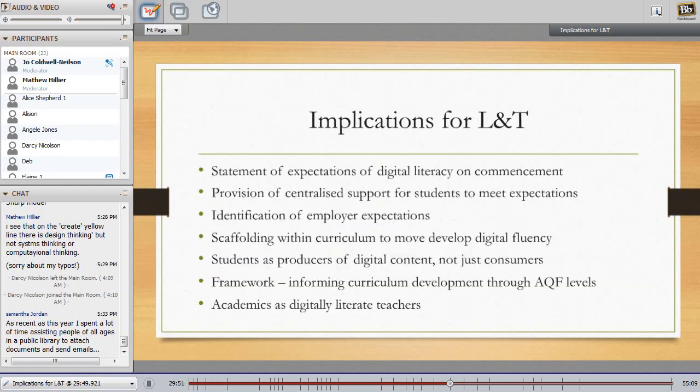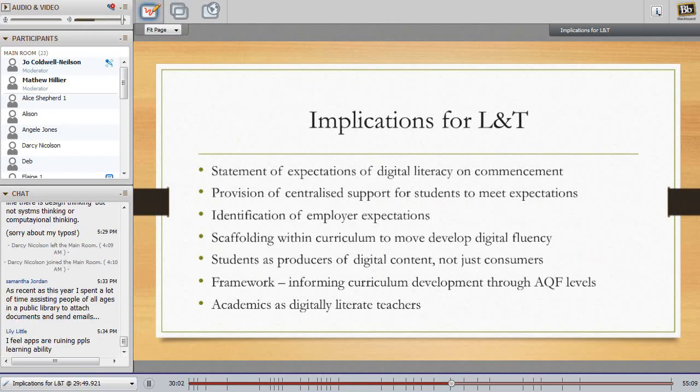So what are the implications for learning and teaching? Well, it would be useful for the students if they knew exactly what the institution was expecting of them as far as digital literacy skills are concerned. But there are actually very few universities that have any such sort of statement.